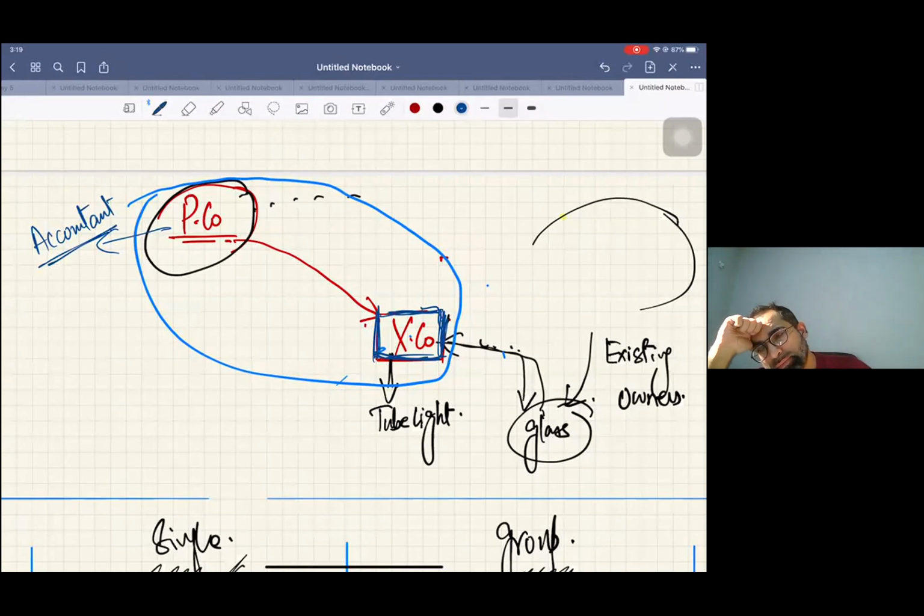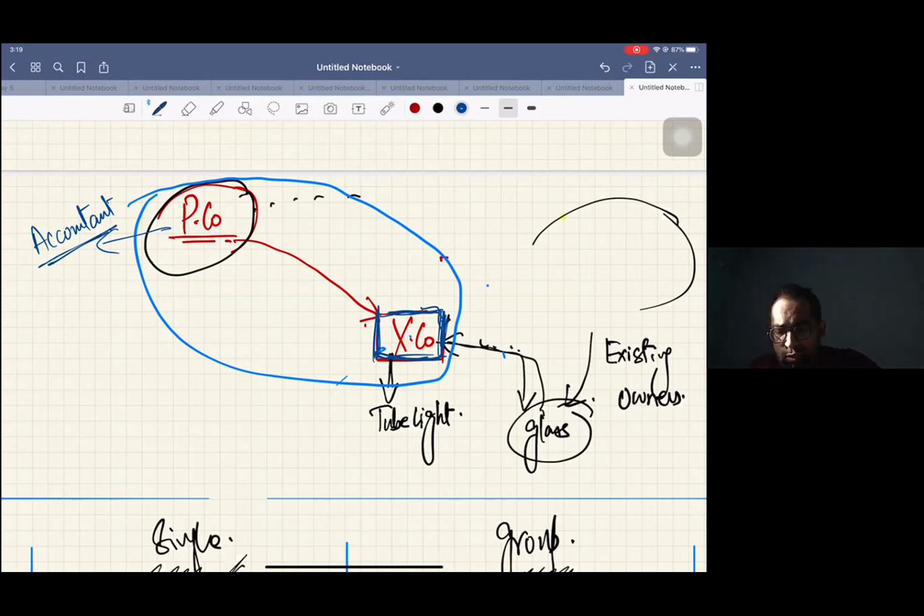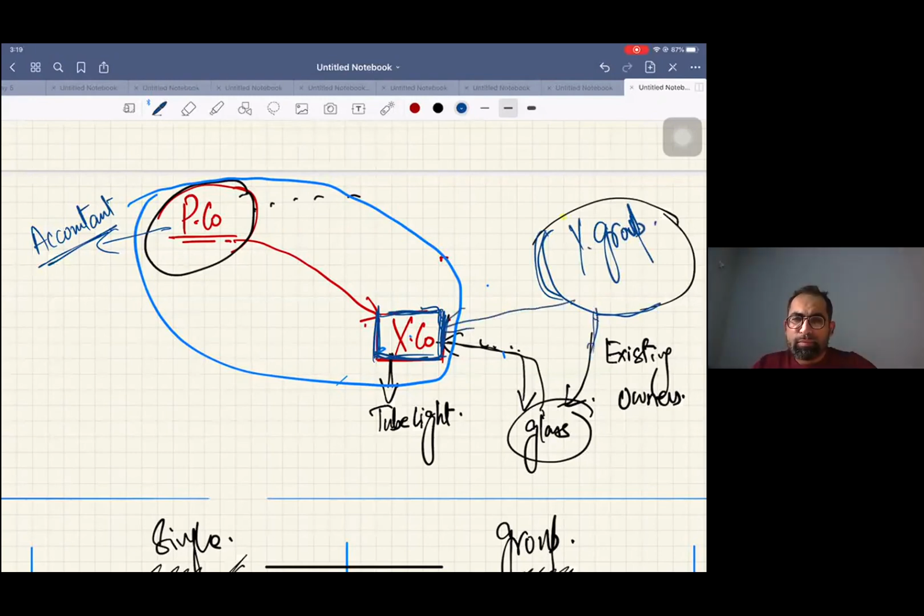So whenever you want to buy running business of X company, you will go to the existing owners, Y group. These are the existing owners of X company. I repeat, parent company is right now planning to buy the running business of X company. So obviously they will buy from the existing owners, and existing owners are Y group of companies.